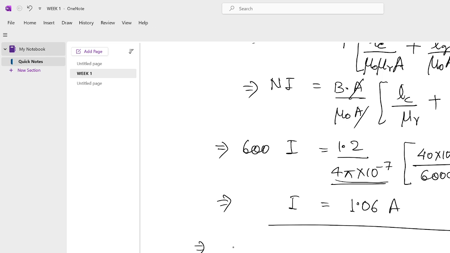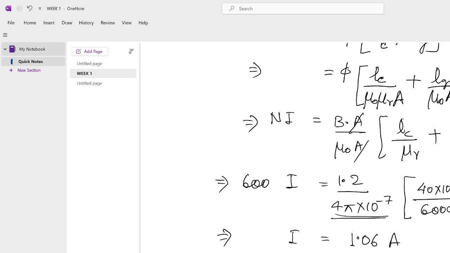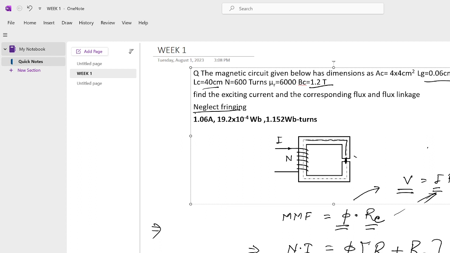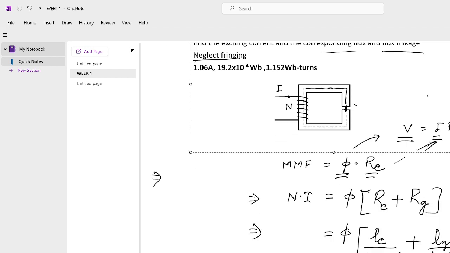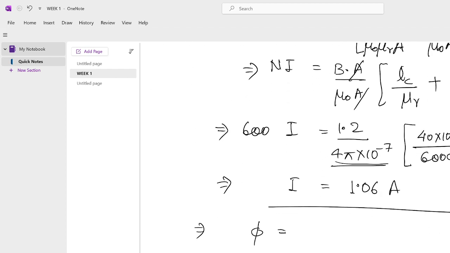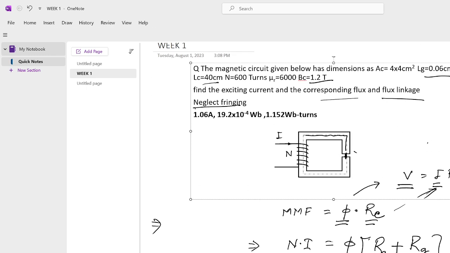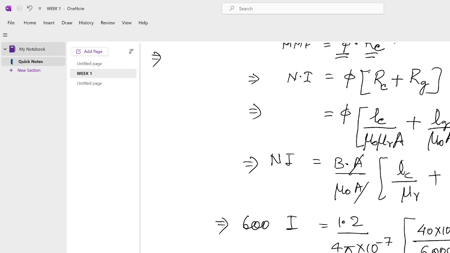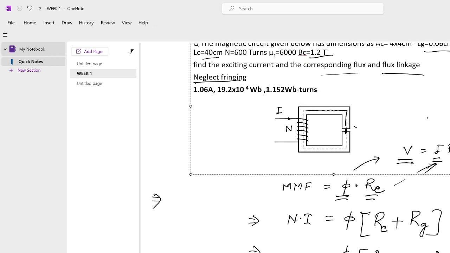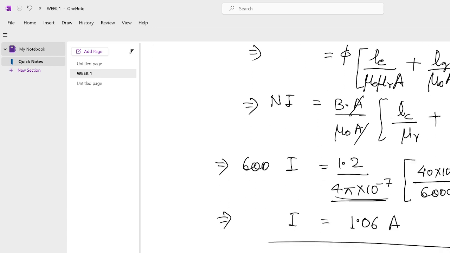Next question is to find the corresponding flux and flux linkage. So flux is given as, what will be the value of flux? MMF upon reluctance, sir. 16 into 1.2, right? Yes. So it's supposed to be 16 into 1.2, the flux. Yes, 1.2. Good.